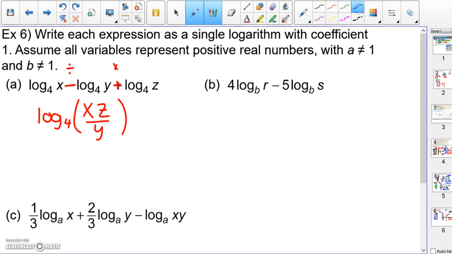Okay, so then the next one, part B, I see this subtraction again, which we're going to think of as division, but I also see this number in the front, which, if you recall, is coming from an exponent back here behind the variable. So we can condense it to a single log, log base b, and we know there's going to be a division in there. But on the top, the first number is r to the 4th, and on the bottom, the second number, s to the 5th.